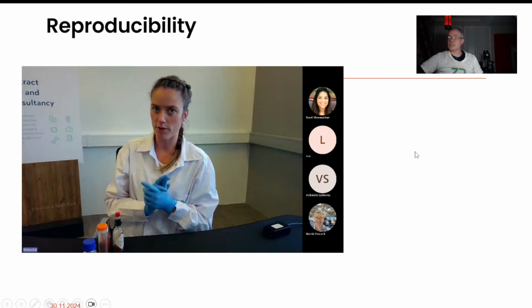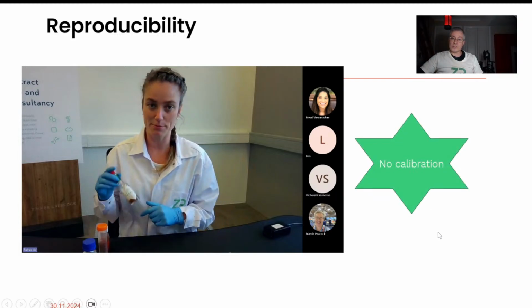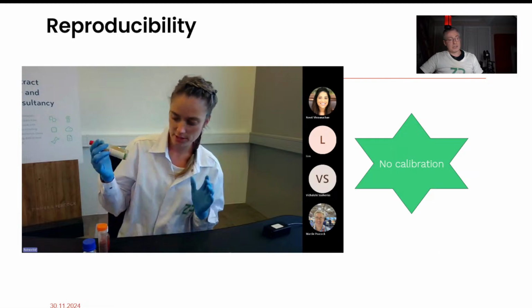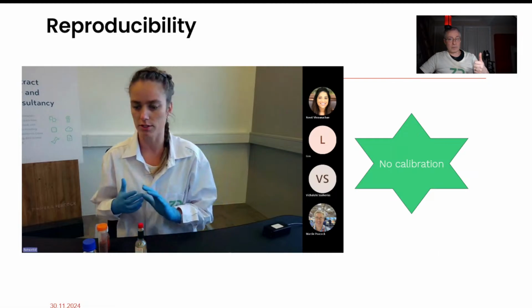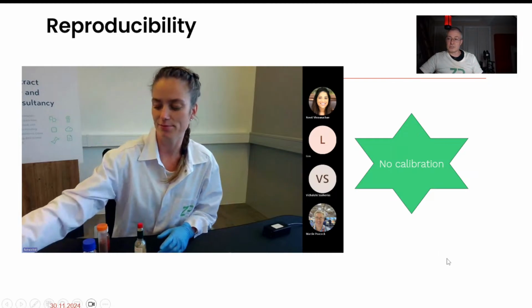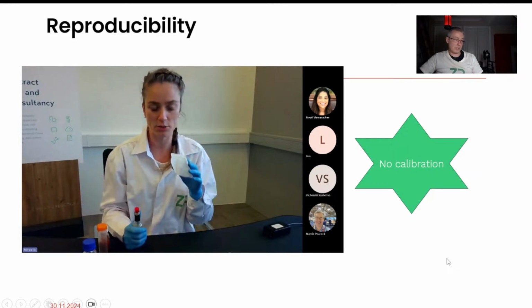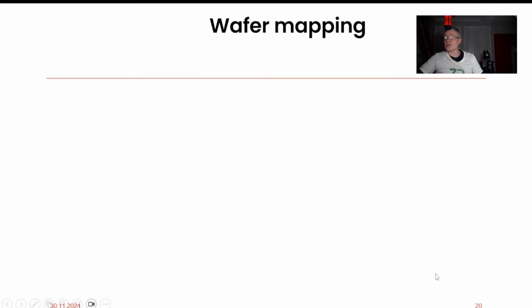I don't do any calibration. And the reason I make this comment is because we don't do calibration, because in fact we make a very good reproducible screen printed electrode. That means that we don't need calibration, which makes for a simpler assay, which makes for a lower cost assay.